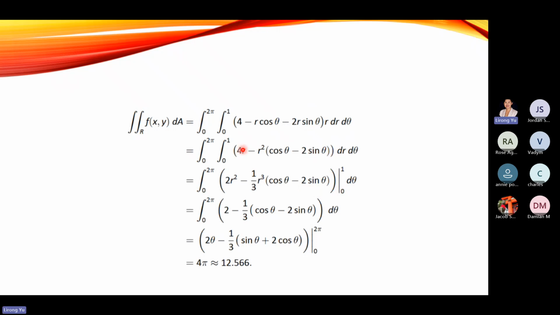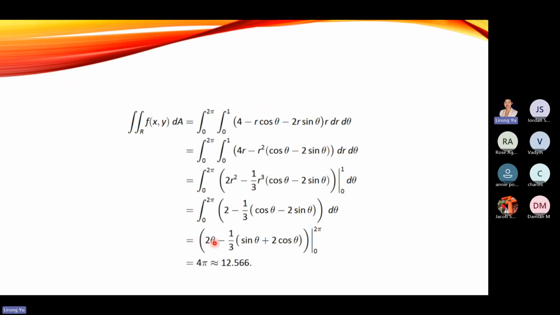So integrate in r accordingly, then plug in r equal to 1 and r equal to 0. When r equals 1, that gives us 1. Now we have to integrate with respect to theta. 2 dθ gives us 2 theta. Then cosine theta integrated is sine theta, and negative sine integrated is cosine theta. Then we plug in 0 and 2 pi.